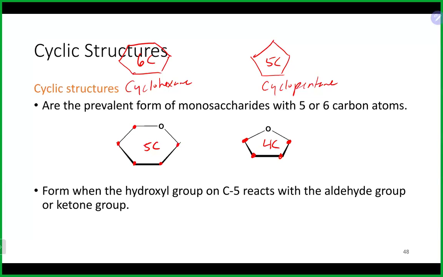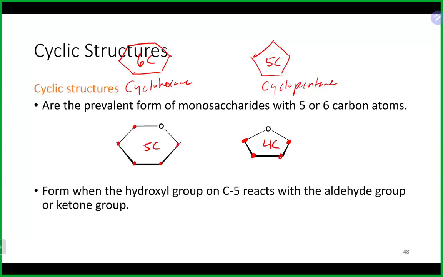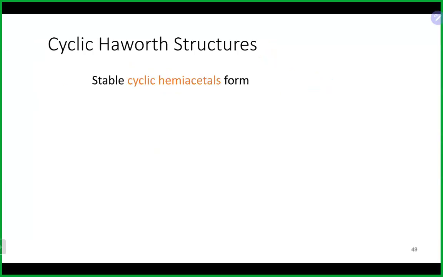And we're going to talk about how to turn it from the straight structure into the cyclic structure here. Basically, it forms when a hydroxyl group on carbon number 5 reacts with the aldehyde group or the ketone group, especially if you have a hexose of 5 or 6 carbons. It always attacks at the carbon-oxygen double bond. So that's where it comes together and closes up in a ring structure.